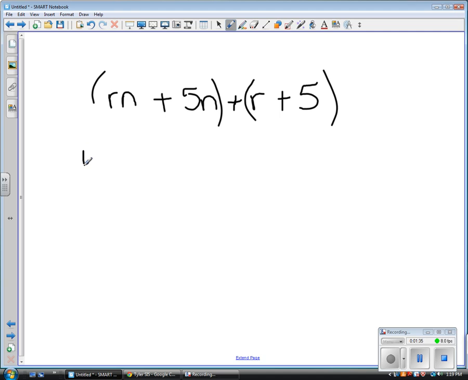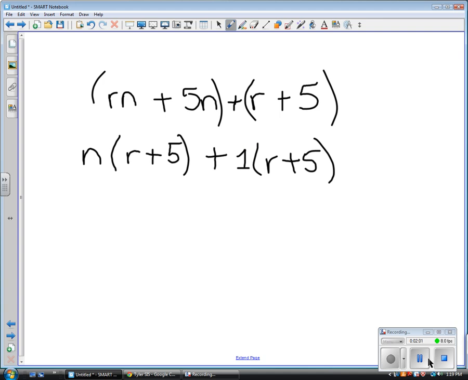An n. So if I pull out an n, what am I left with? Okay. And if I look at the second set of terms, do I have anything in common there? No. So that was actually just going to stay r plus 5. What coefficient is out here? How many groups of r plus 5 do I have? Okay, so it's hidden, but everybody understands there's a 1 there, right?